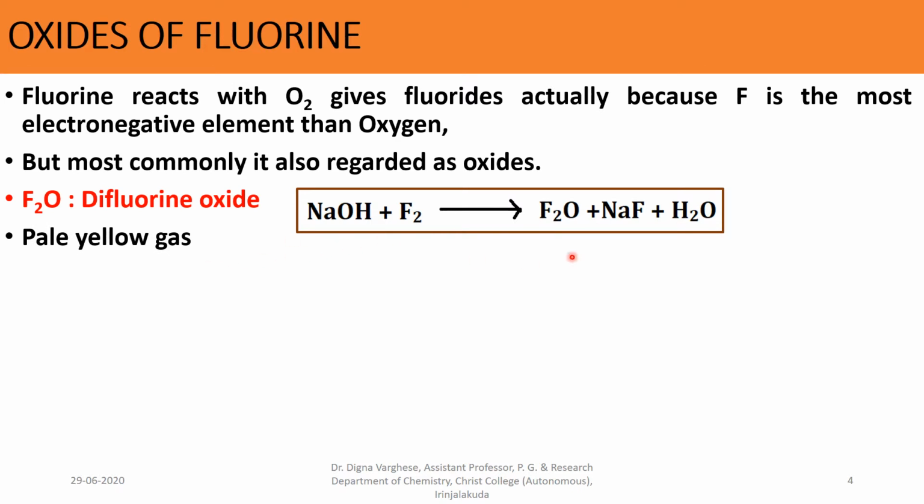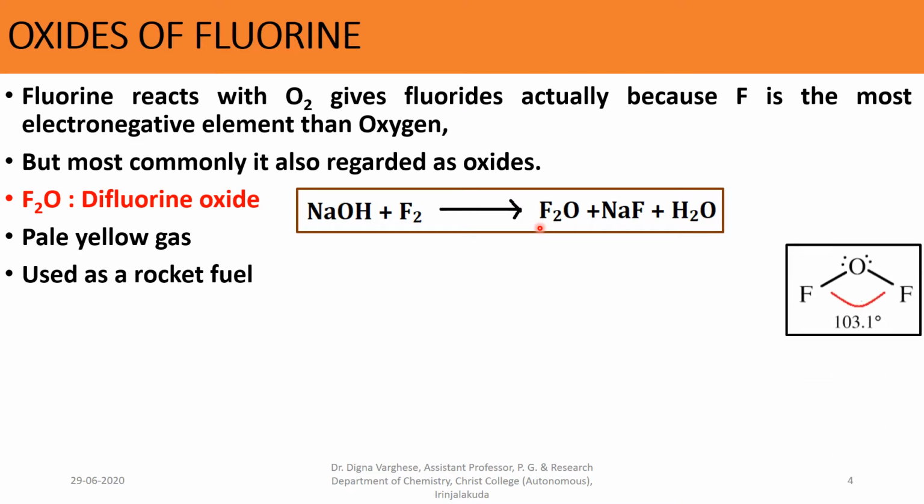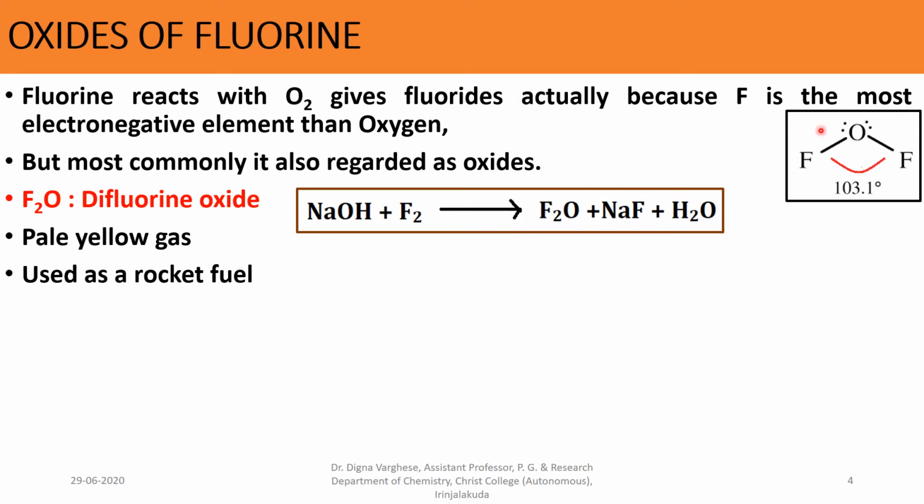It is a pale yellow gas. Difluorine oxide is a pale yellow gas which is used as a rocket fuel, and its structure is V-shaped or bent, having a bond angle of 103.1 degrees, and in this oxygen is in the sp3 hybridized state.